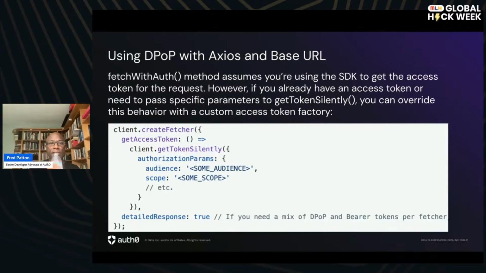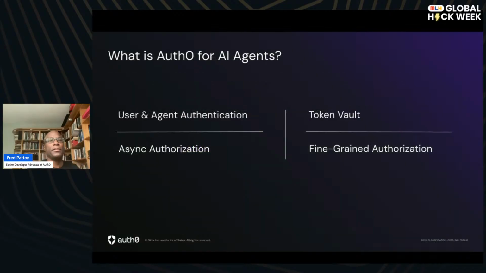And in some cases, you may already have an access token. And so there's a way to specify a get access token method, which allows you to support cases where you're still using the bearer token or you already have the access token. The system is normally going to call get token silently, but if you already have it, then you can use the one that you want to use there.